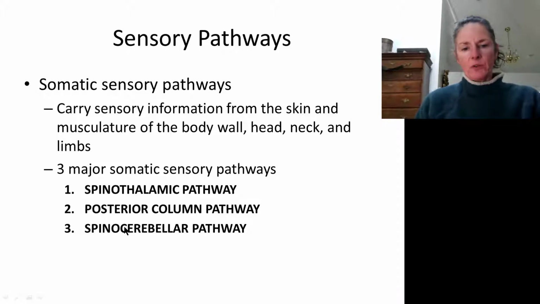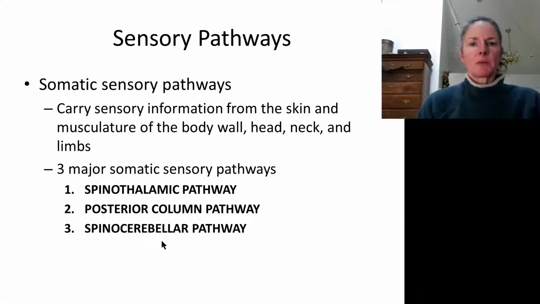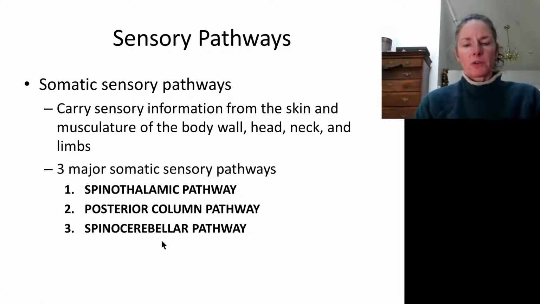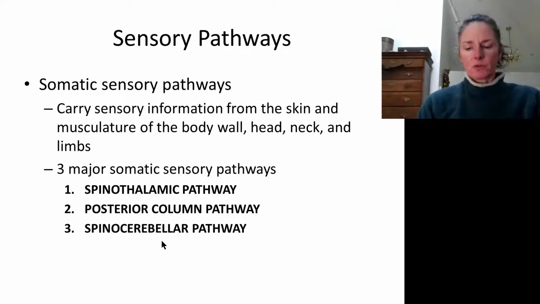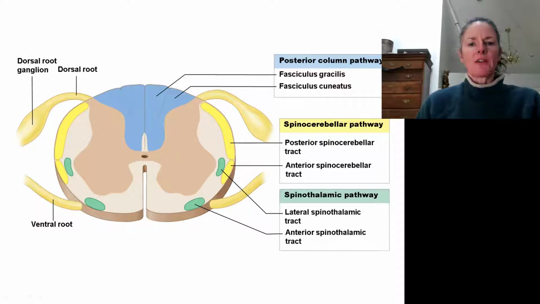The spinocerebellar pathway is going to be one in which we do not have conscious awareness because the second-order neurons will end in the cerebellum. And this will help the cerebellum adjust through the sensations that it's getting. It will be able to adjust our postural muscles and reflexes for things like balance and postural tone. All right, let's have a look at them.